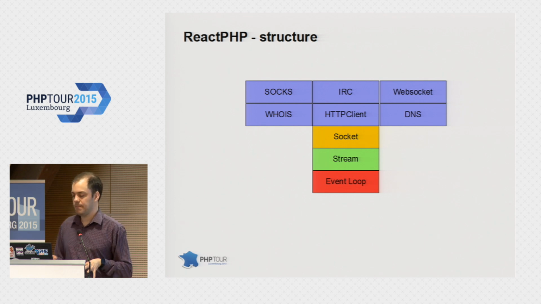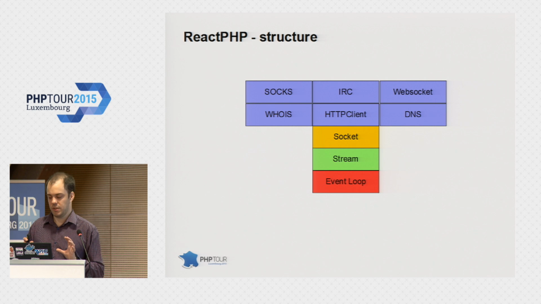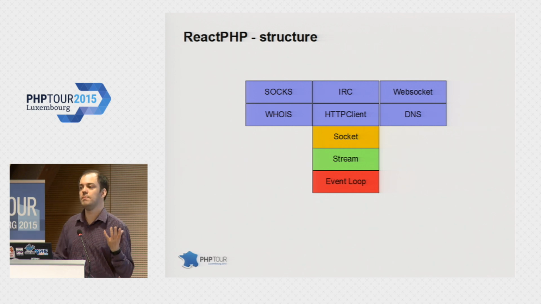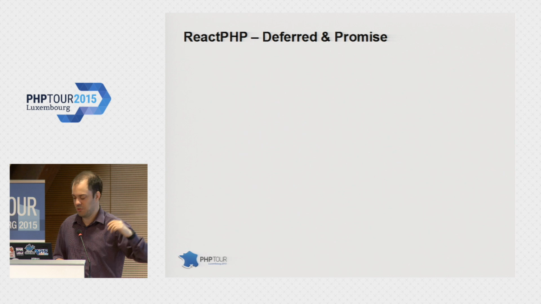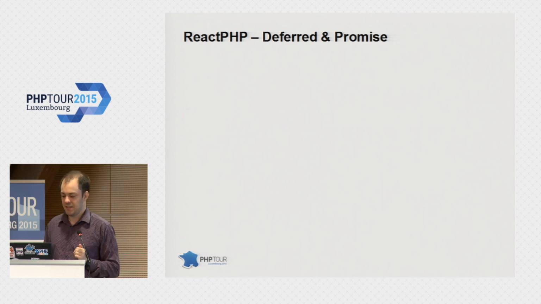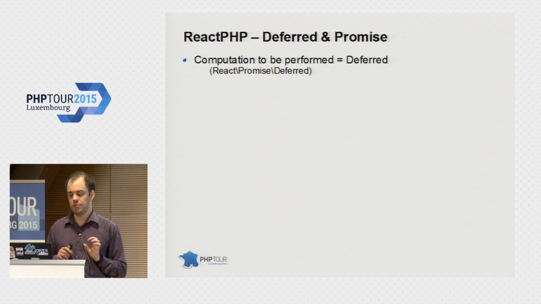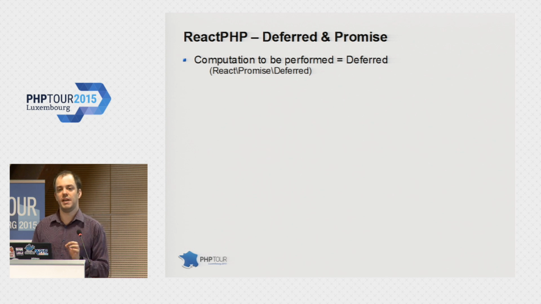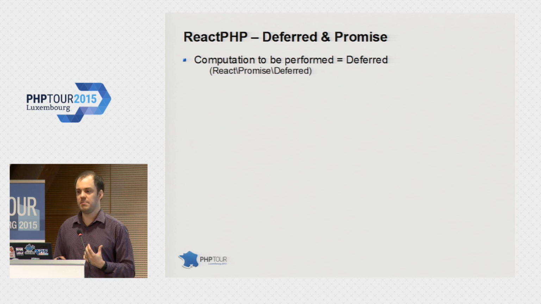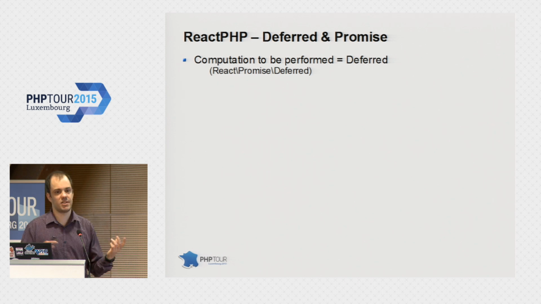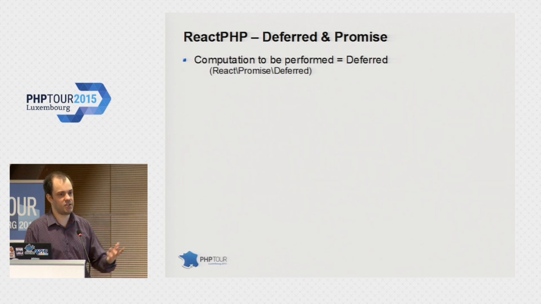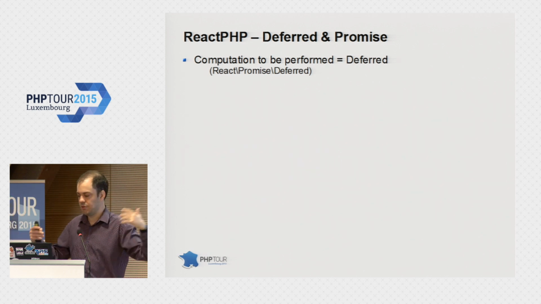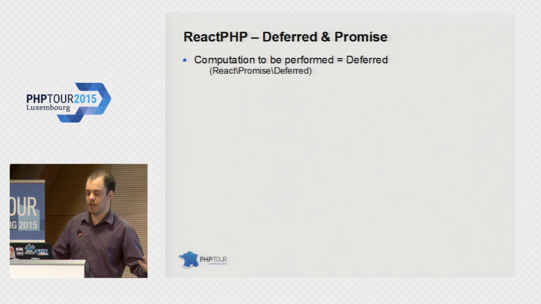So ReactPHP is based on two basic concepts you need to understand. One of them is called deferred, and the other one is called promise, which is why there was that word promise in the title of the talk. Now, deferred refers to a computation that has to be executed. So let's imagine that I want to do a DNS lookup. Then the DNS lookup is the part that is going to be executed, and that's in deferred. That's going to be the name of the class.